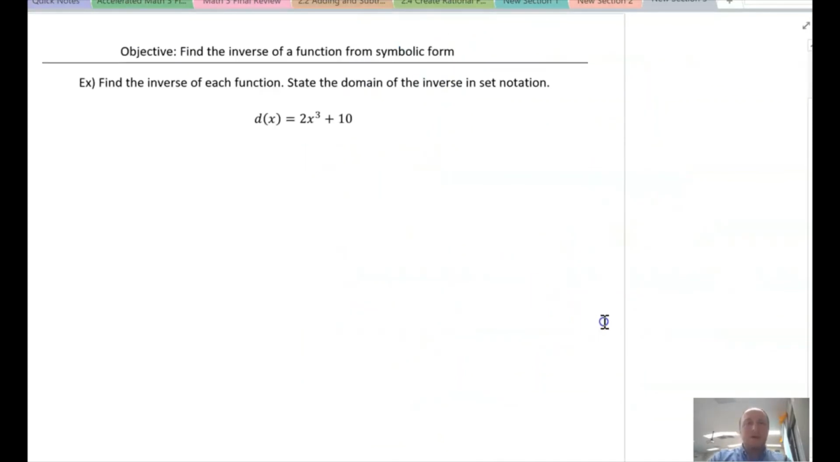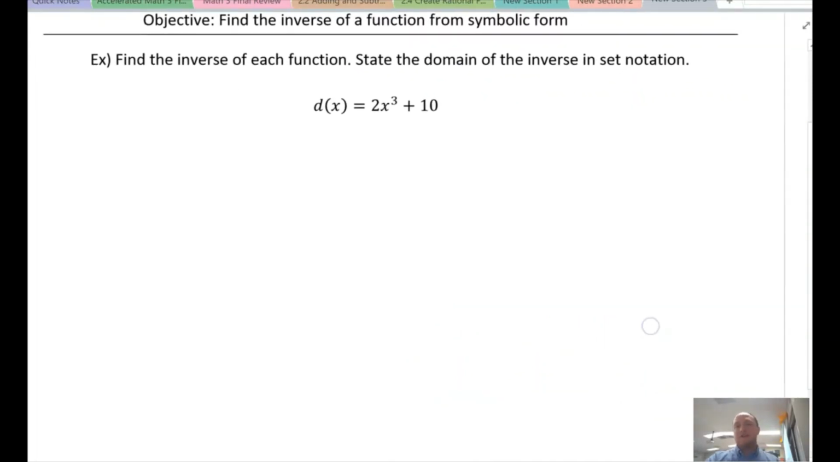Okay? All right. Next example. Here we go. Find the inverse of the function d of x is equal to 2x cubed plus 10, and we're asked to state the domain of the inverse in set notation. All right, well, I'm going to change from function notation. y is equal to 2x cubed plus 10. Now I have multivariables. How do you find the inverse? Switch your x and your y. Switch it up. So x is equal to 2y cubed plus 10.